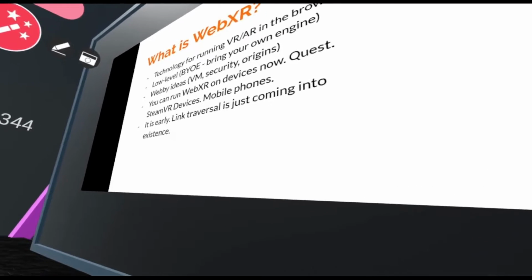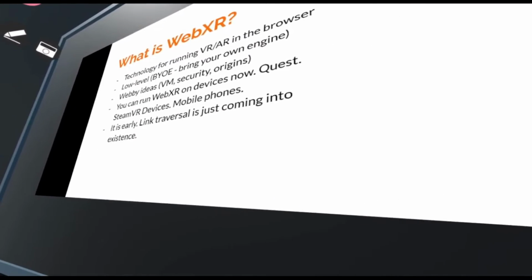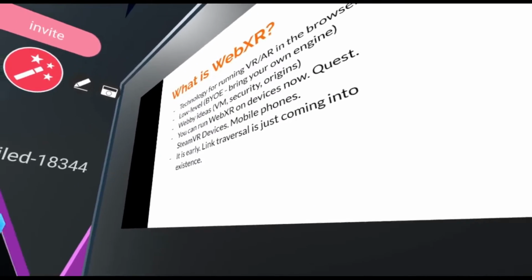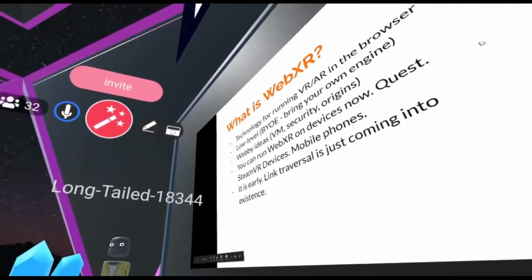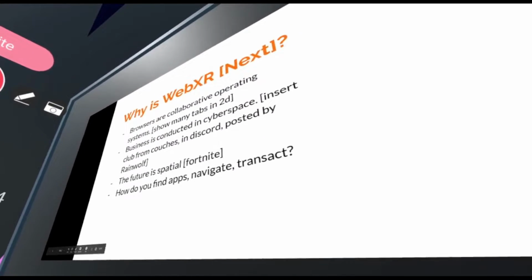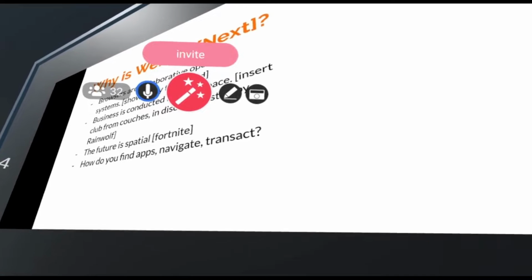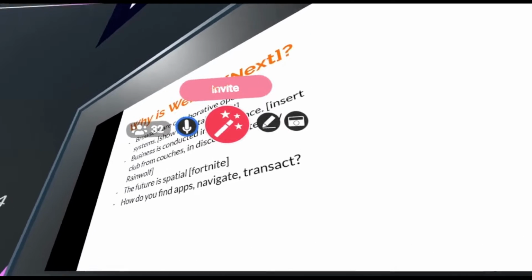It's still pretty early, and we just recently got link traversal in the Oculus Quest, so it's an exciting time for a lot of features to be coming online, which leads us into the next point: why are we even talking about this, and why are we talking about the next version of WebXR? Isn't what we have pretty good? I mean, we're all using it, right?